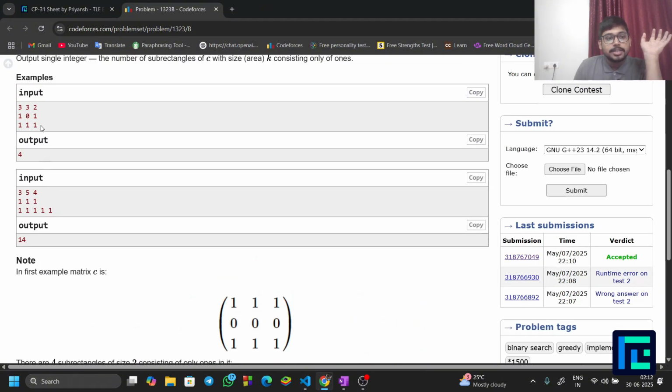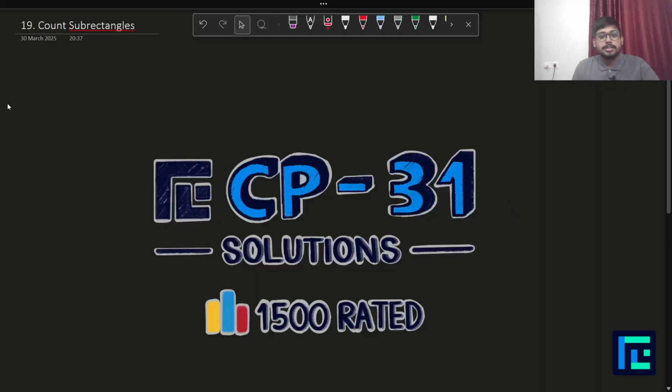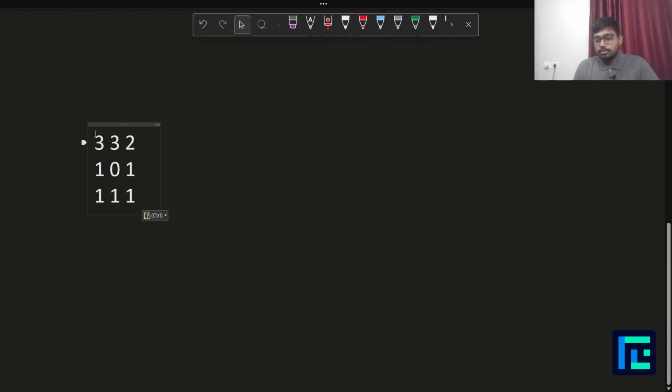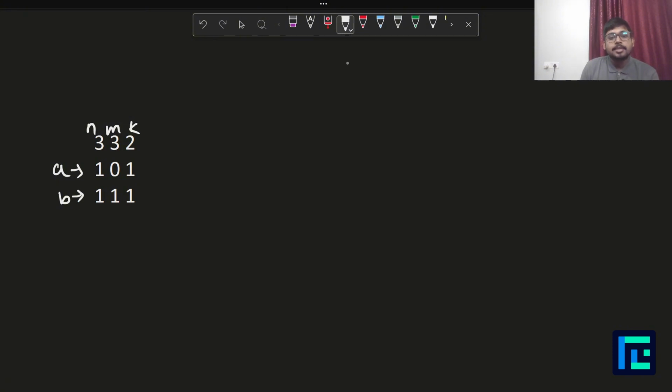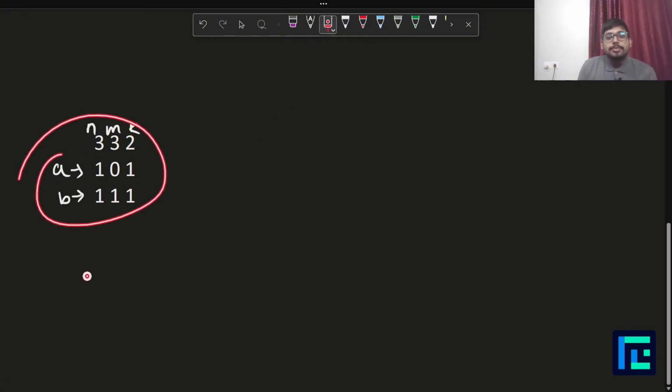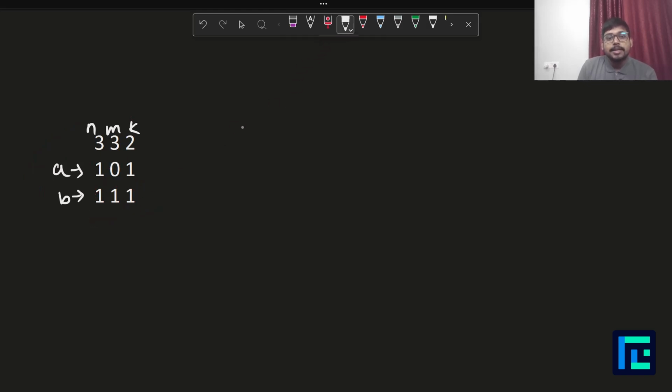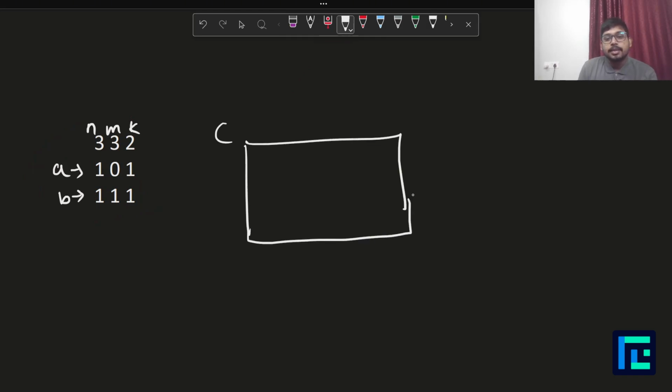In the first example, we have something like this. Let's move it there, we'll understand. If we see the first test case, this is n, this is m, this is k. This is array A, this is array B. So what would be the array C that we would form? This is our array A, this is our array B. So the matrix C would basically be A cross B.